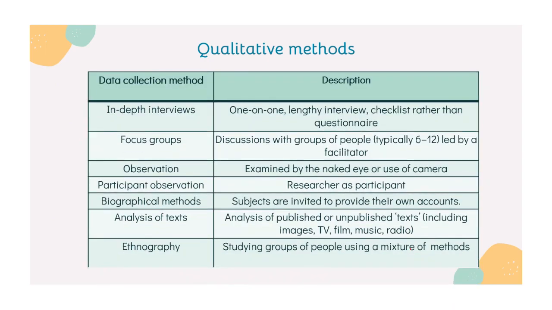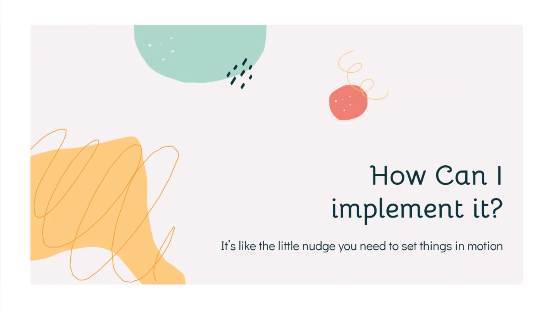Okay. So some of the methods, like I mentioned, are in-depth interviews, focus groups, observation, participant observation, biography methods, analysis of text, and ethnography. Okay, now you're going to ask me, I know all these are made available. Wow, I have so many research strategies. Oh my goodness, I am filled with abundance. I can do experiment, I can do survey, I can do observation, I can do case study, I can do action research as well. How are you going to implement?